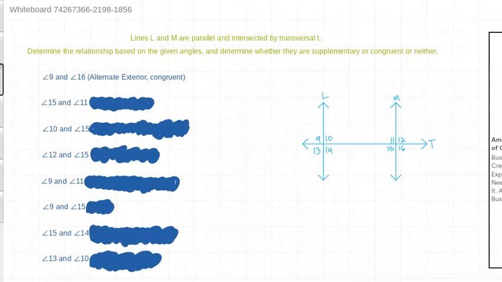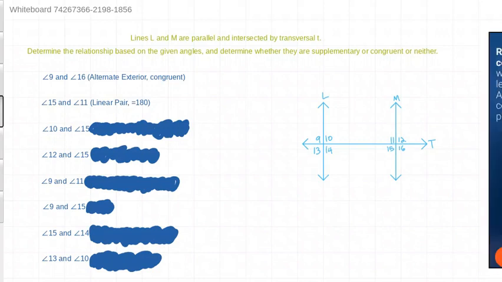All right, angles 15 and 11. Pretty easy. We can see that angle 15 is on one side, angle 11 is on the other. We don't even need that. We can see that easily they make a semicircle. They're on the same line. They're a linear pair, which we know is equal to 180 degrees. So it would be linear pair equal to 180 degrees, which is supplementary.